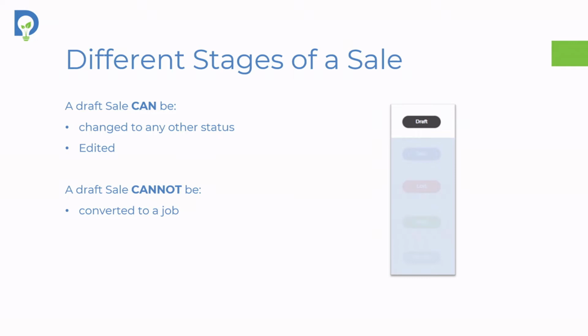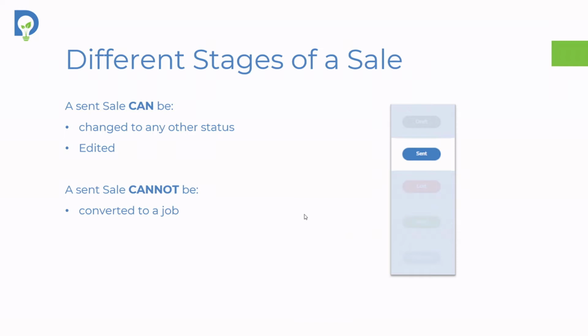So a draft sale can be changed to any other status. You can change draft to sent, draft to lost, draft to won, draft to technical. That's fine, and it can be edited. So when it's in draft, you can edit it and change it and modify it, and then move it along its statuses. A draft sale cannot be converted to a job. A draft sale cannot be converted to an agreement. It cannot be converted.